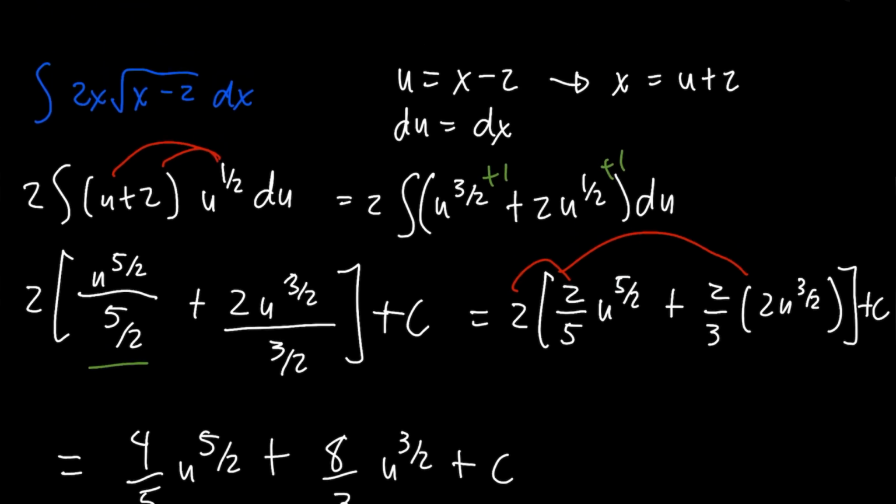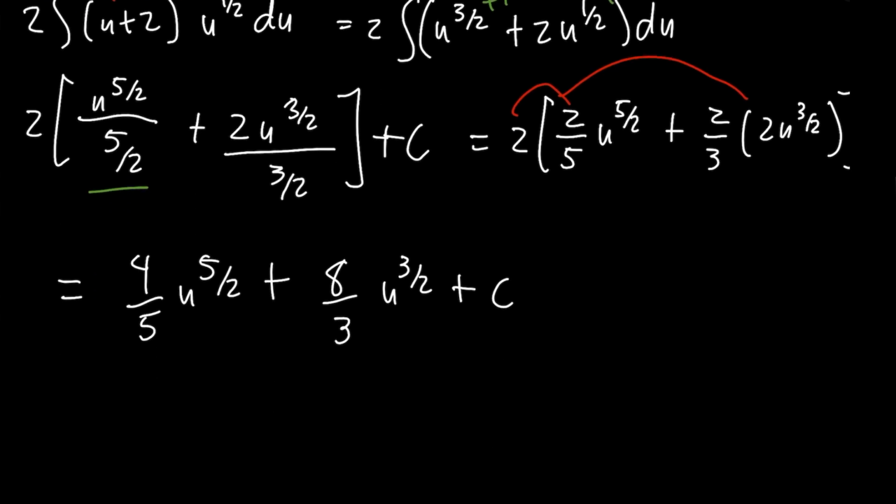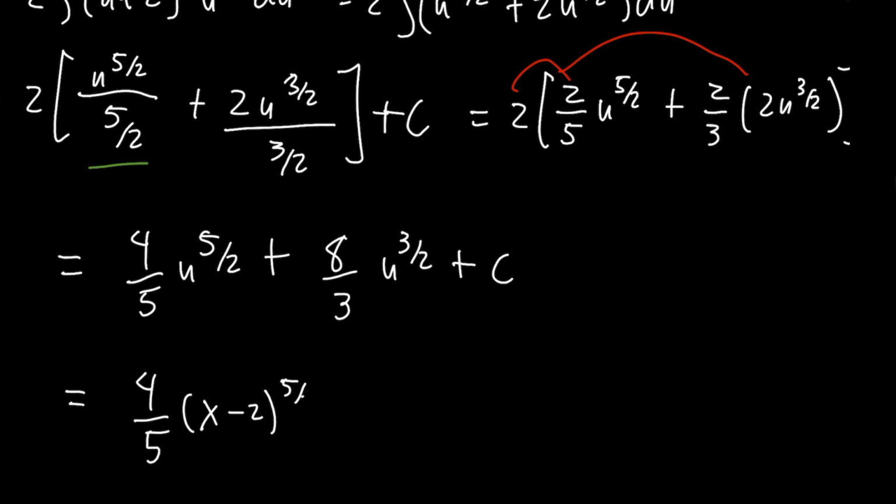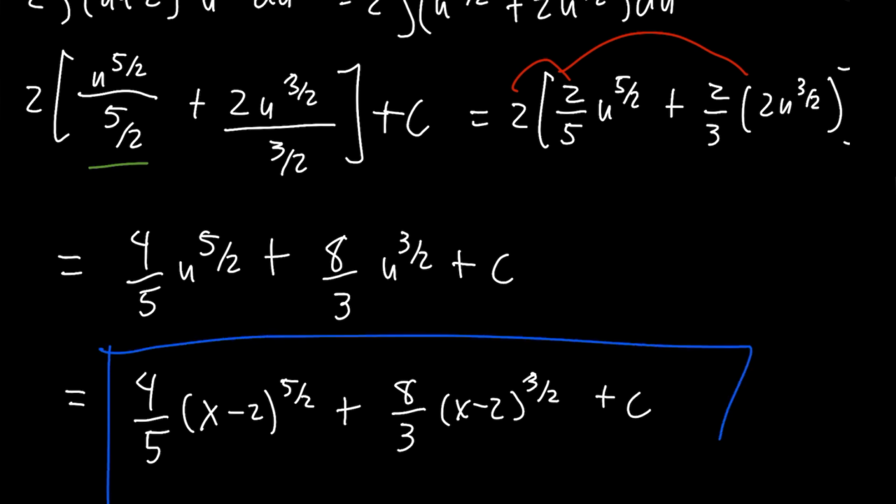Since u is equal to x minus 2, we can rewrite our final answer as 4/5 (x minus 2) raised to 5/2 plus 8/3 (x minus 2) raised to 3/2 plus c. So that's the final answer for the problem. I hope you guys learned something today.